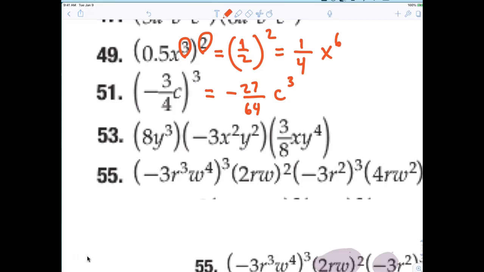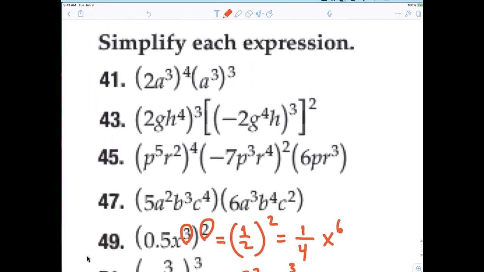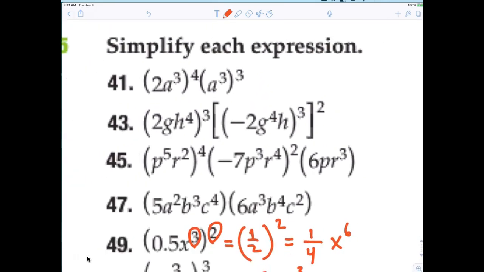Could you do 41? I got one. Okay, let's look at 41. Number 41 is kind of important again, so we're going to do this part first.